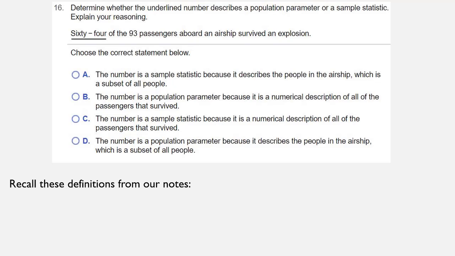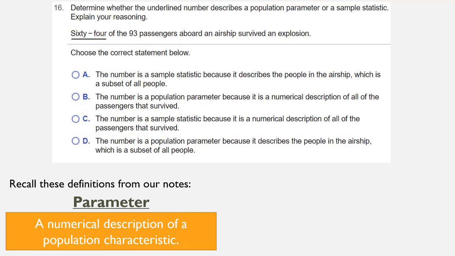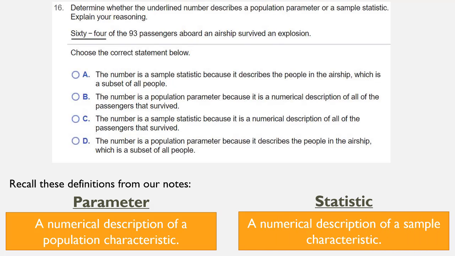So let's recall some definitions from our notes. A parameter is a numerical description of a population characteristic, and a statistic is a numerical description of a sample characteristic. So is this underlined number, 64, a population parameter or a sample statistic?